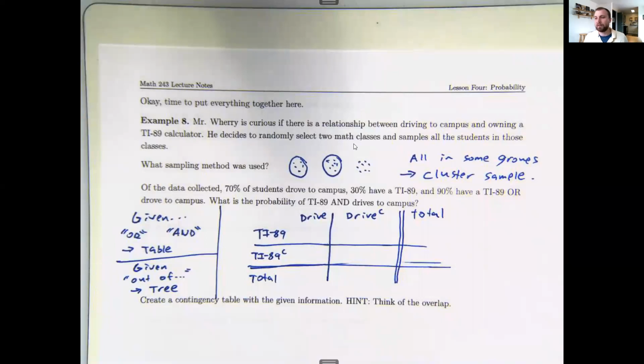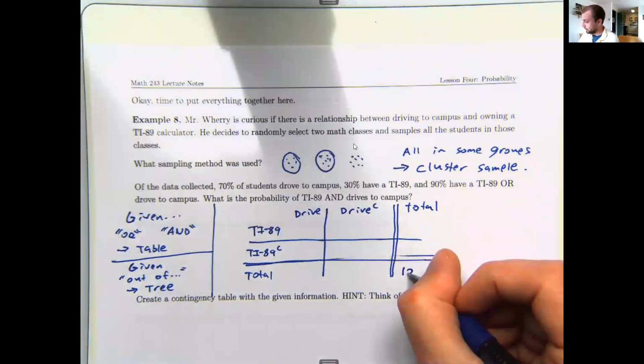I'd like you to pause the video and then give this a shot, filling in all of the numbers here, practicing this contingency table a bit more. So keep in mind, all of your probabilities should be adding up to 100%.